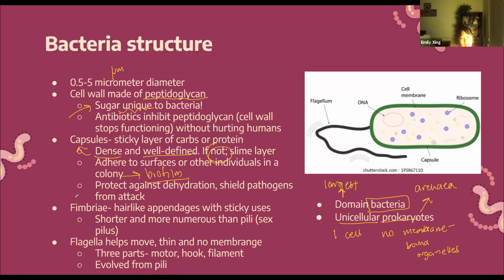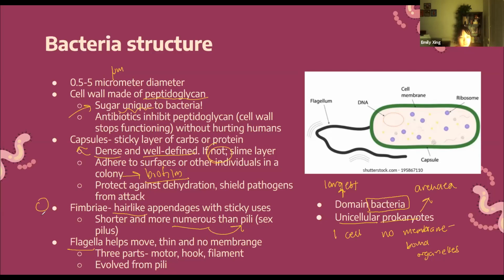Another aspect of bacteria structure is called fimbriae, which are hair-like appendages with, again, sticky uses. That's going to be a recurring theme. They are shorter and more numerous than something called pili. Pili we will look at later when we talk about bacteria reproduction, mostly used for transferring genes between one another. Probably you have seen this word a lot: flagella.